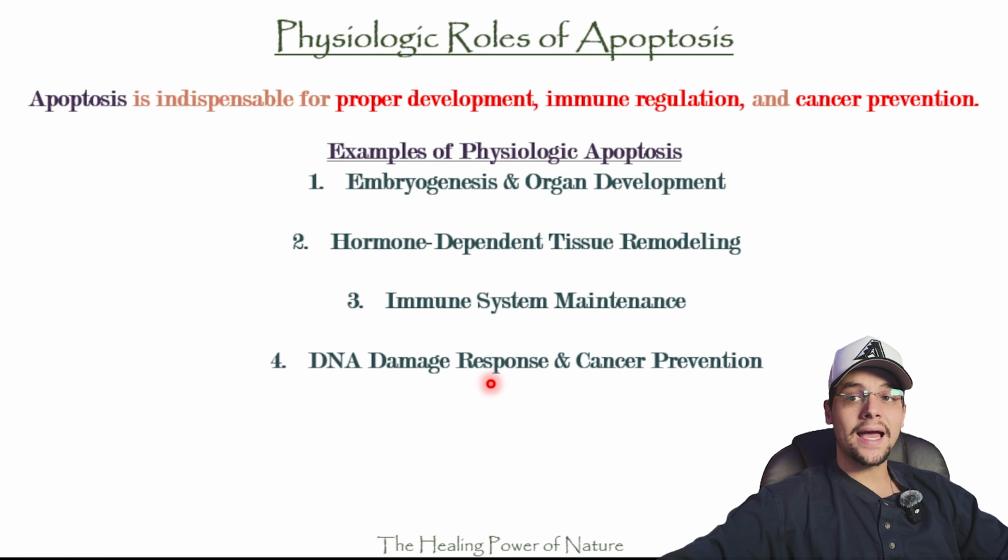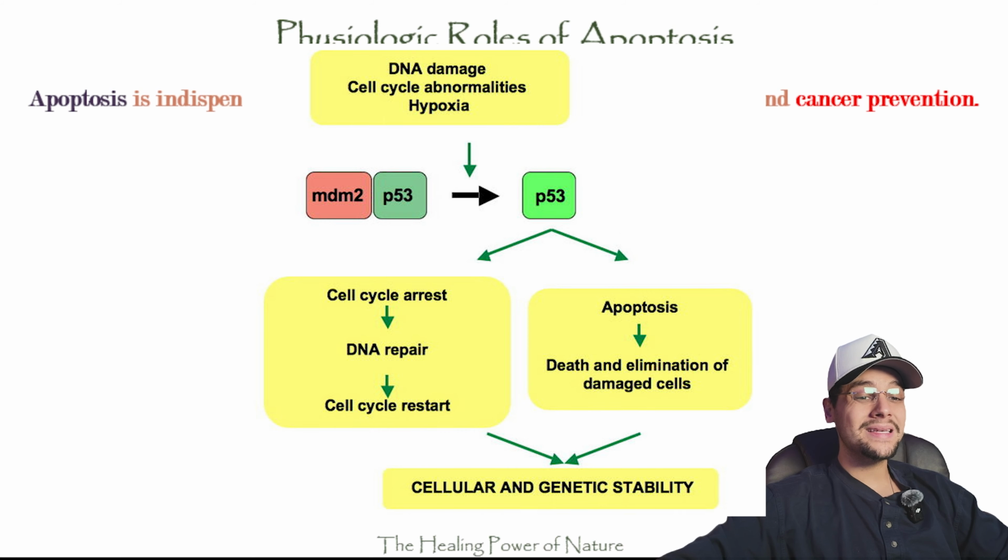Also, DNA damage response and cancer prevention. So p53-mediated apoptosis: the tumor suppressor gene p53, or the molecular policeman, detects DNA damage. If damage is beyond repair, p53 induces apoptosis. This prevents mutations from leading to cancer. It also prevents uncontrolled proliferation of cells with damaged DNA, which is a hallmark of tumorigenesis.